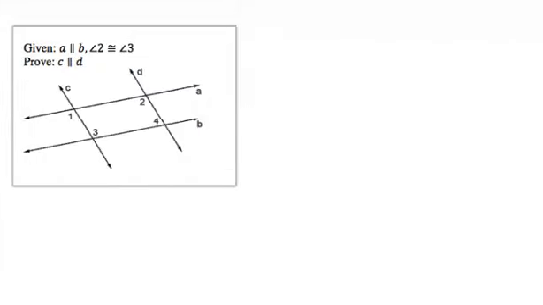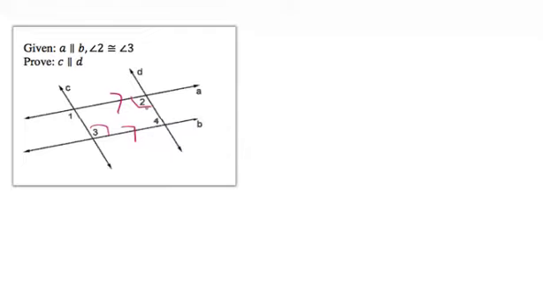Last one. All right, no given, no statements, nothing here. What are we trying to do? I know A and B are parallel, so let's go ahead and draw that. We know 2 and 3 are congruent. If I can show something, then I can prove that C and D are parallel.